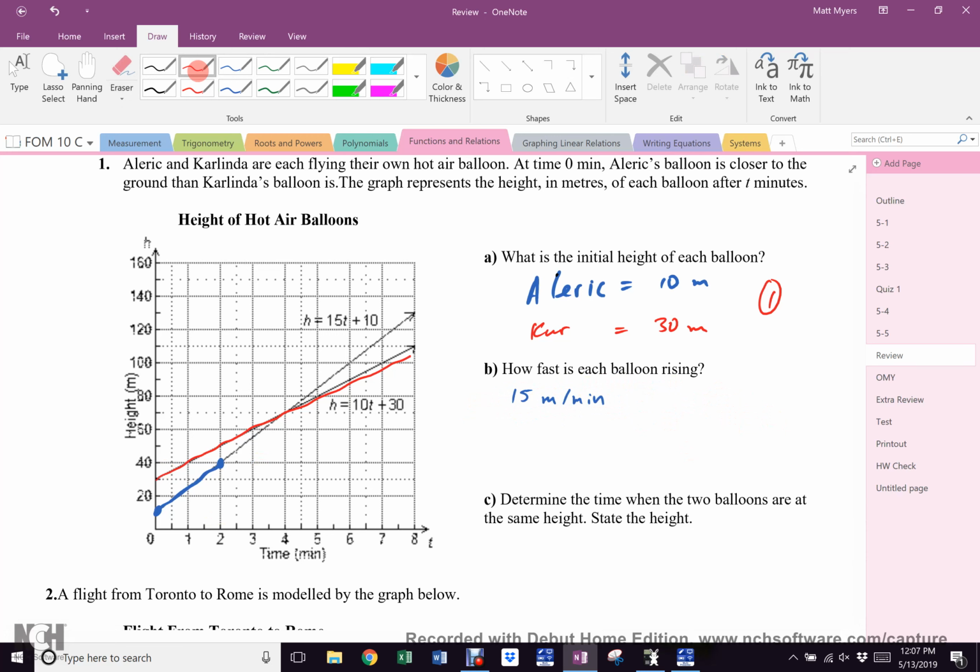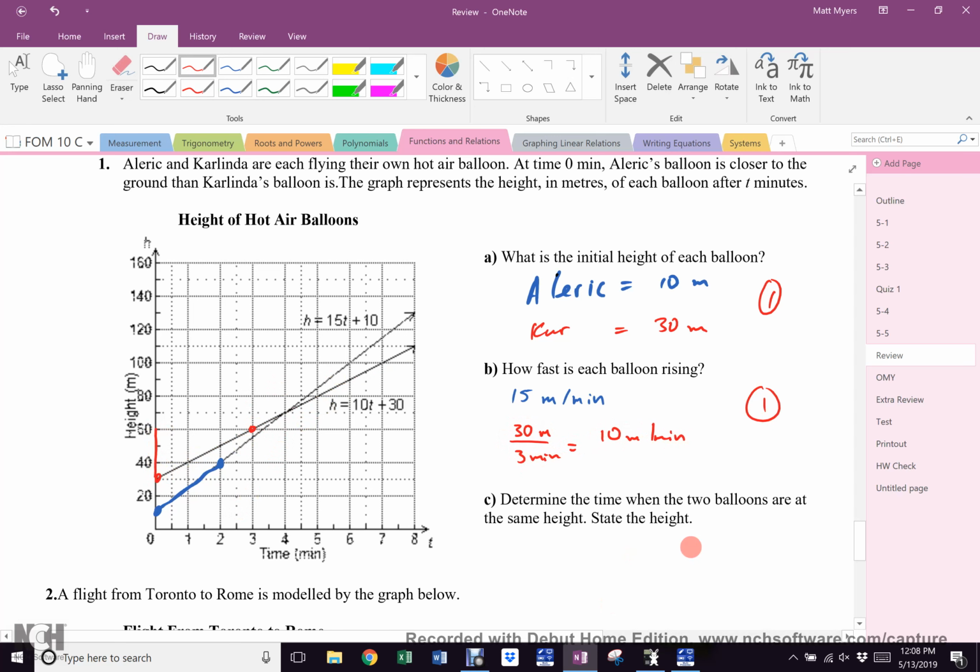And then the blue or the orange, idiot. The red one is right there. How far up did I go? 30 to 60 is 30 meters in 3 minutes, which would be 10 meters per minute. Also for 1 mark. Everybody cool?